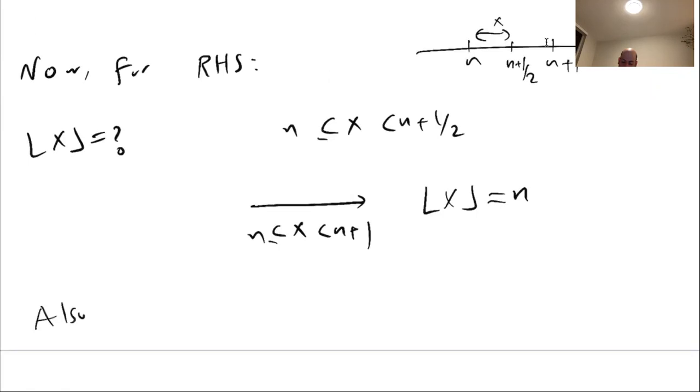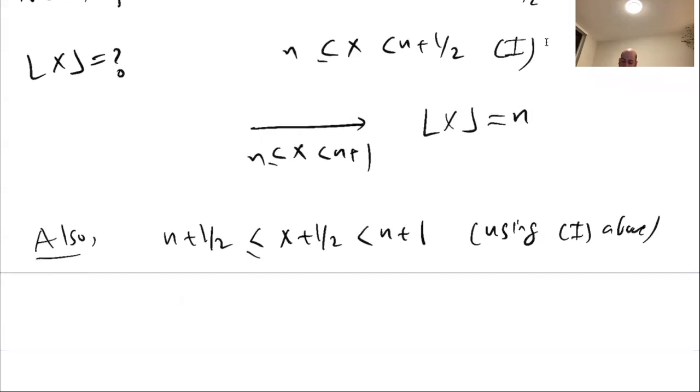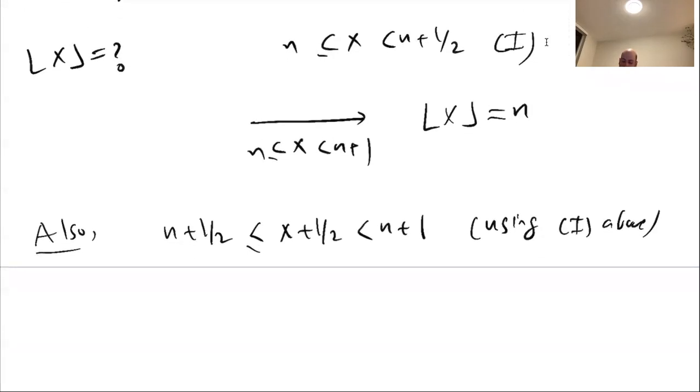So also, if I add 1/2 to everything, n plus 1/2 less than or equal to x plus 1/2 less than n plus 1. Using, let me say, inequality 1 above. Let's call this one 1. Okay, if I add 1/2 to this inequality, I'll get n plus 1/2 less than x plus 1/2 less than n plus 1. So what is floor of x plus 1/2 then?